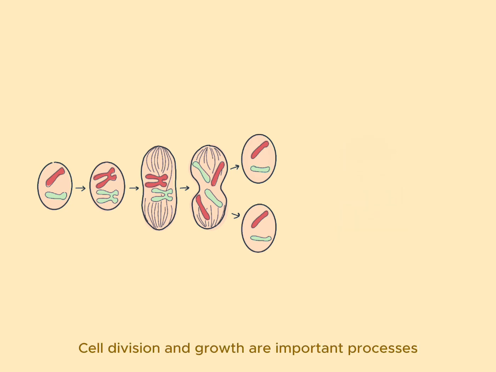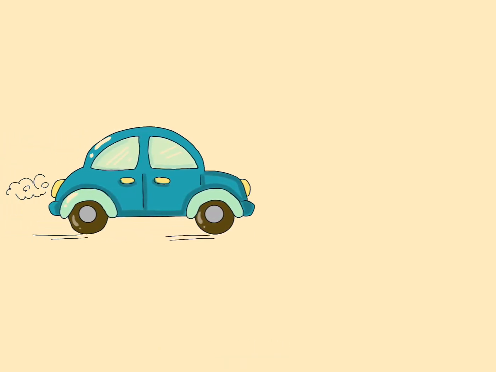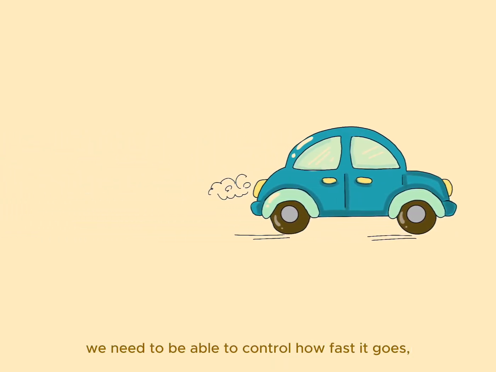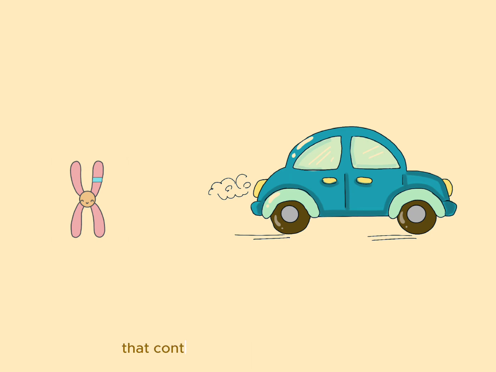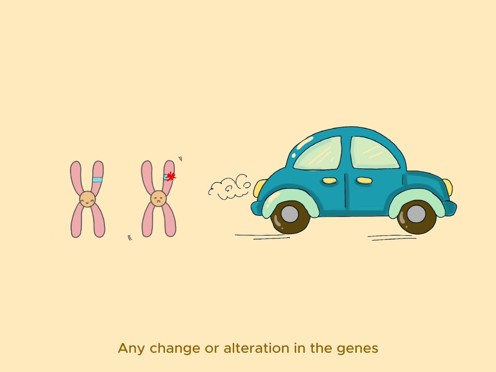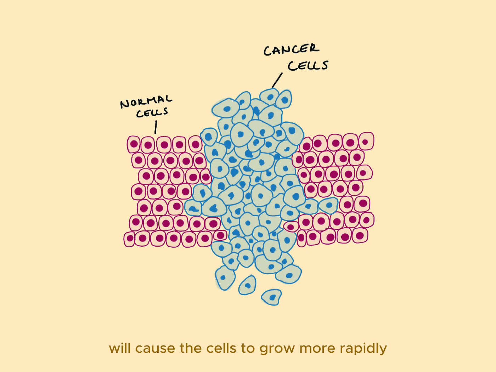Cell division and growth are important processes that need to be controlled in order to help the body function properly. Think of a car, for example. We need to be able to control how fast it goes, how to slow it down when needed, and fix its parts if they break down. These processes are usually controlled by our genes that contain instructions for the cells to make specific proteins and perform their functions. Any change or alteration in the genes will cause the cells to grow more rapidly and out of control, which leads to the formation of tumors and can eventually lead to cancer.